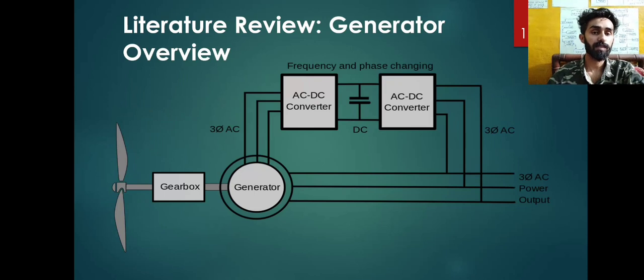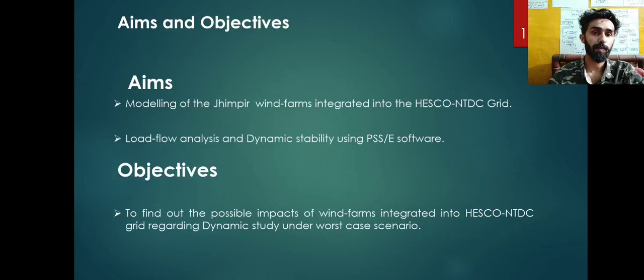This is the simplest diagram of the wind generation. The gearbox is connected between the generator and the turbine, and the two AC to DC converters are connected in the output processes.